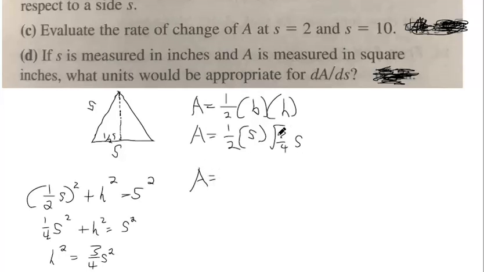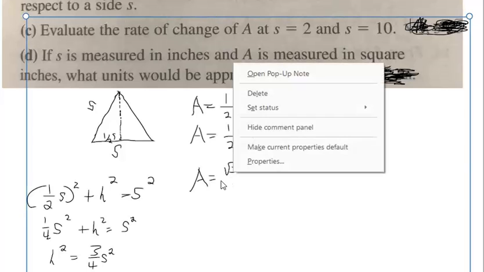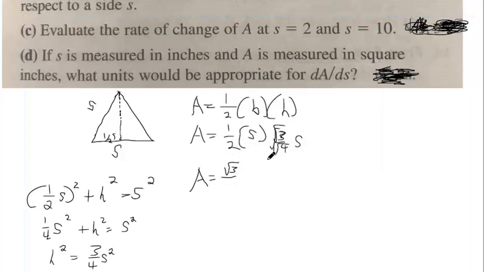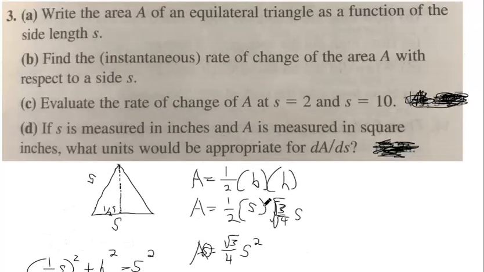Because square root of 3/4 is the same thing as square root of 3 over square root of 4. And square root of 4 is 2, right? So you got 1 times square root of 3 makes square root of 3 in the numerator. And then you get 2 times 2 makes 4 in the denominator. And s times s makes s squared. So there's a cleaned up version. So with function notation, you just put a parentheses right here. A of s is equal to square root of 3/4 s squared.